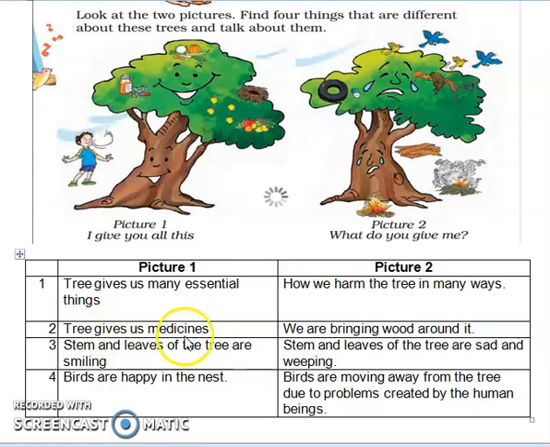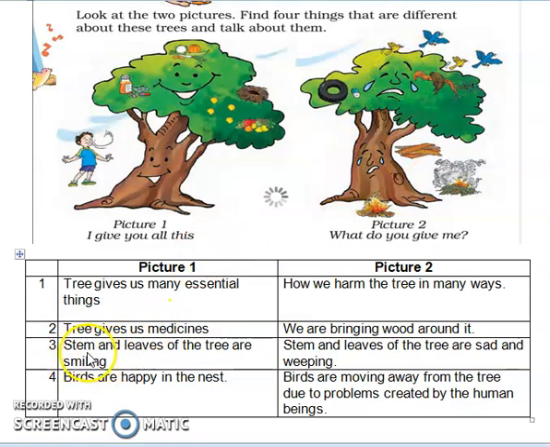Next, the tree gives us medicines. You can see here, the tree gives us medicines. And in picture 2, if you see, we are bringing wood around it. We cut trees to take wood, and from wood we make furniture. The tree helps us in many ways, but sometimes human beings exploit the tree so much that the balance of the environment gets hampered. You can see the fire here also. This also affects the tree.